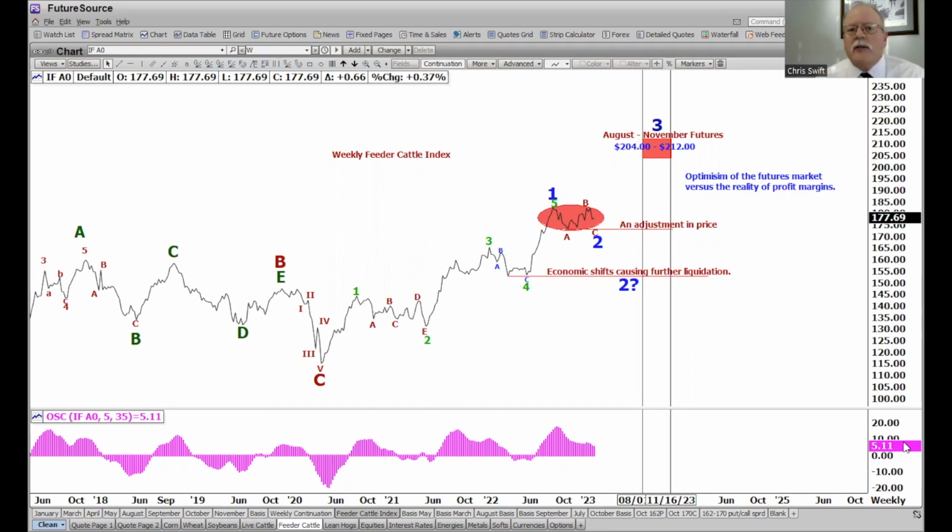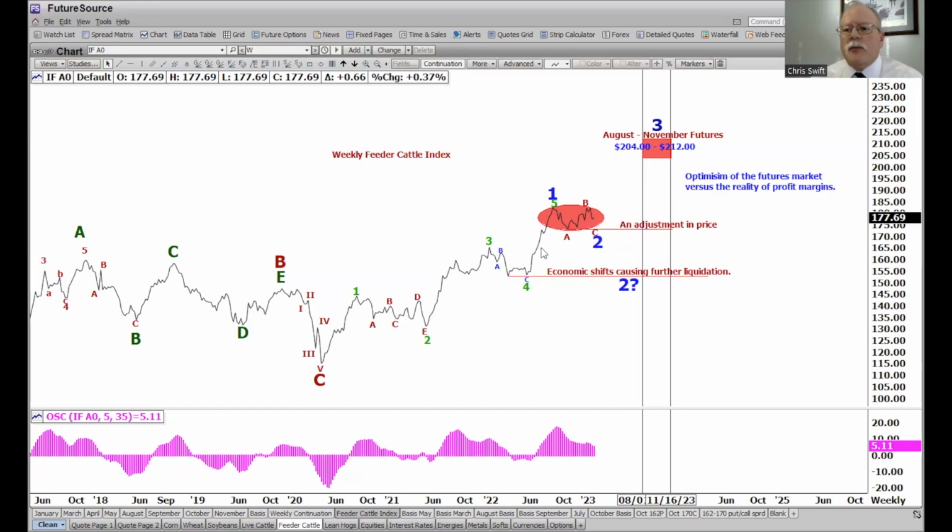We appreciate you taking this time to be with us, and we're looking at the weekly feeder cattle index today and looking at the difference between the optimism that the futures is presenting and the current present market of what reality is suggesting. So we see our chart here, and we can tell that we're in a hesitation point right now. We've been moving up from the 150 area up almost a little over 180, and now we've consolidated.